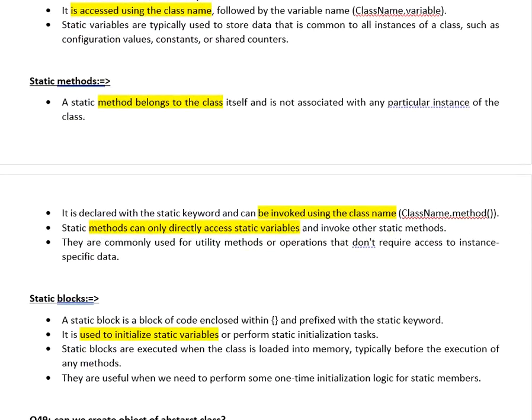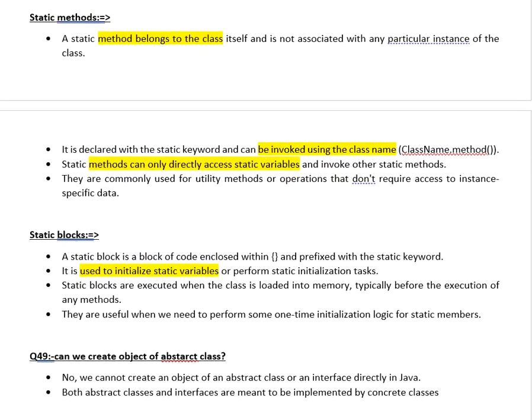Next is the static method. A static method belongs to the class itself and is not associated with any particular object of the class. It is declared with the static keyword and we can call it without creating any object, directly using the class name. A static method can only directly access static variables and invoke other static methods. It means in a static area, we can't call a non-static member or a non-static method.